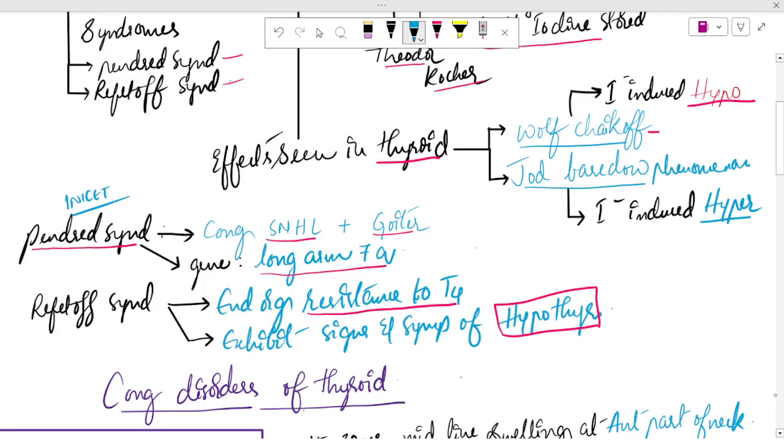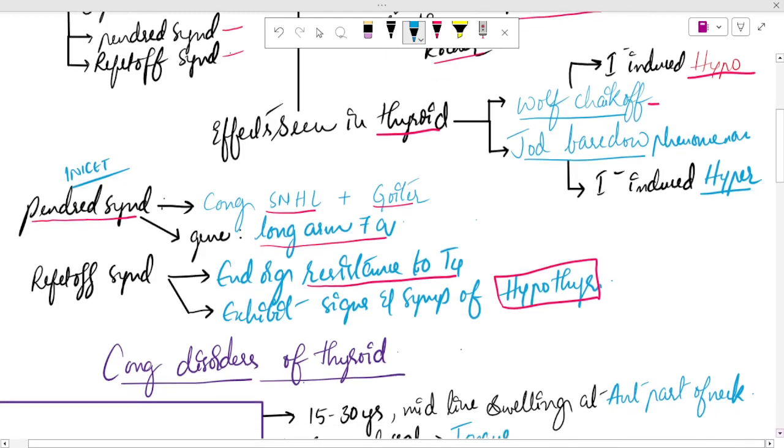And Refetoff syndrome is where there is end organ resistance to T4. Due to resistance to the T4 hormone, obviously there is an exhibition of signs and symptoms which are related to hypothyroidism. Okay, so that is about Refetoff syndrome.